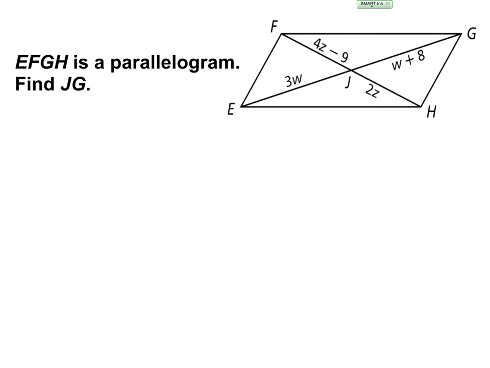With the diagonals in there, find JG. What's it say about diagonals? No, it doesn't say they're congruent. What's it say? They bisect each other. So each one's cut in half.